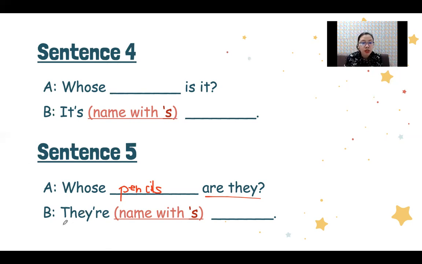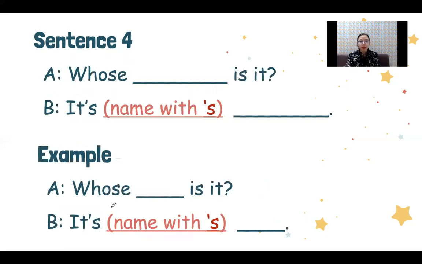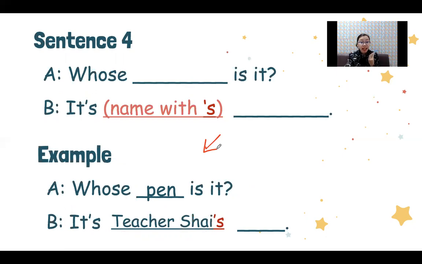And then it's the same, we use their. Their marks, their pencils. So it means these pencils are Mark's. For example, sentence number 4, look here. Whose pen is it? Whose pen is it? It's Teacher Shai's pen. This is Teacher Shai's pen. My pen.